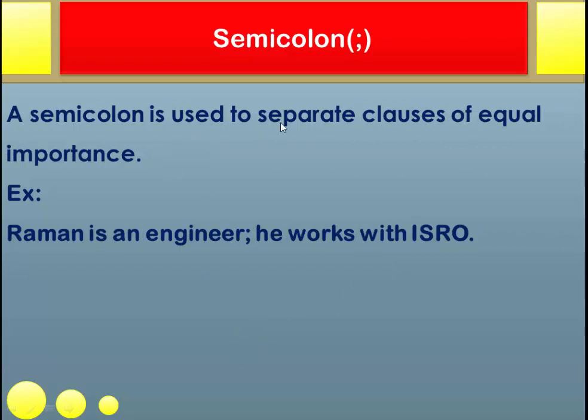A semicolon is used to separate clauses of equal importance. So Raman is an engineer. He works with ISRO. Both of them are sentences of equal importance. We can put even a full stop here, but when we want to show a close relationship between the two sentences, then instead of a full stop we put a semicolon. Okay, so Raman is an engineer; he works with ISRO. So we are talking about Raman here, we are talking about Raman only here also. So that's why we put a semicolon here instead of a full stop.